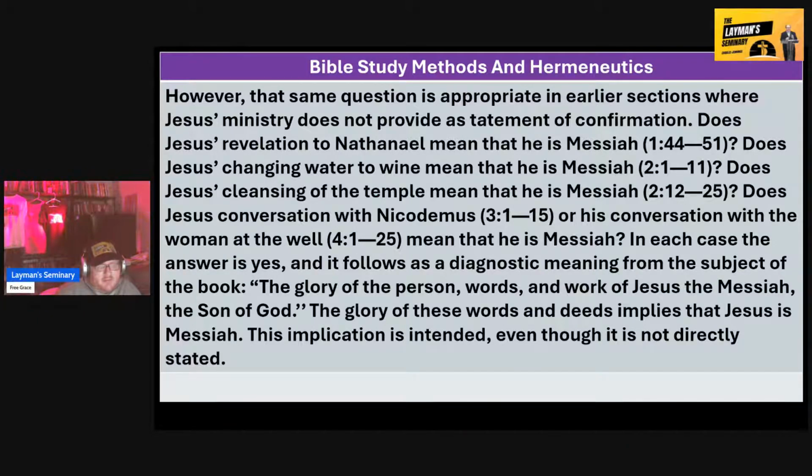So that's what he's saying the subject of the book is. The glory of these words and deeds implies that Jesus is the Messiah. The implication is intended, even though it's not directly stated.